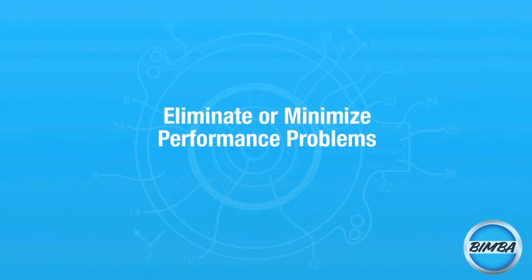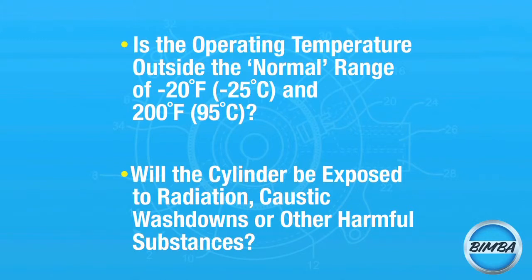The working environment can have a direct negative effect on your cylinders. Here are some of the environmental factors to consider to prevent or counteract negative effects on your cylinders. Is the operating temperature outside of the normal range of -20 degrees Fahrenheit to +200 degrees Fahrenheit? For best results, specify cylinders and seals constructed of heat or cold-resistant materials, and be especially vigilant with regular maintenance.